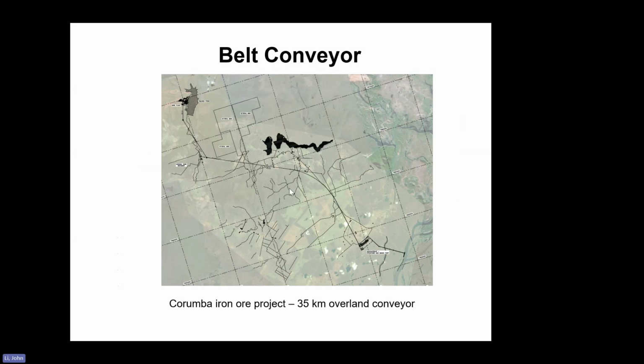And this belt conveyor is about 35 kilometers long. I joined this project, the Colombia Iron Ore project. It is a mining site in Brazil and the port site in Argentina, so it crosses the border of two countries. From this point to here is about 35 kilometers. It takes about 8 motor drives, totally about 10,000 kilowatts.